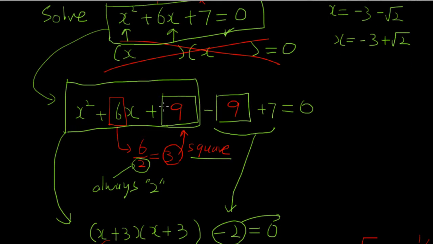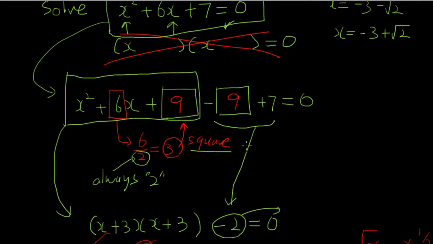And that setting up the plus box and the minus box, then the whole works. That technique is called complete the square. Complete the square. Okay.